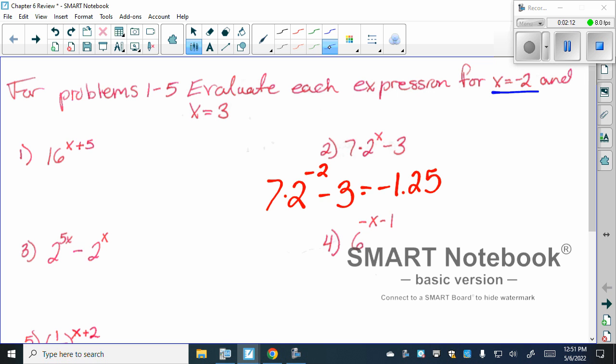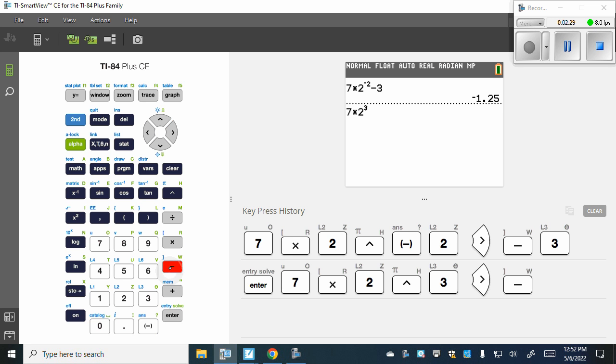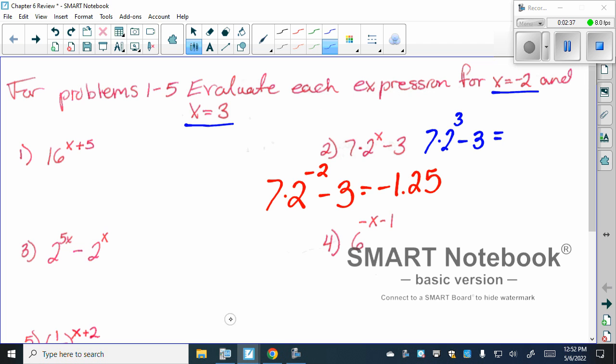So that's half the answer, because we also have to evaluate it when x is 3. So we're going to do 7 times 2 to the 3rd minus 3, and again, we can type this straight into the calculator. That gives us 53. So those would be our 2 answers. For these first few, we just type them into the calculator exactly as they are, and it gives us our answer.